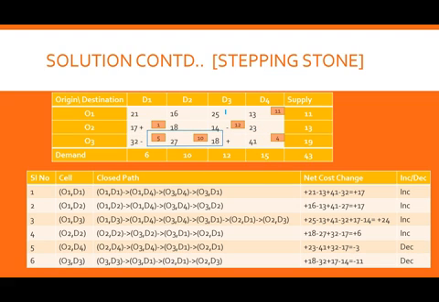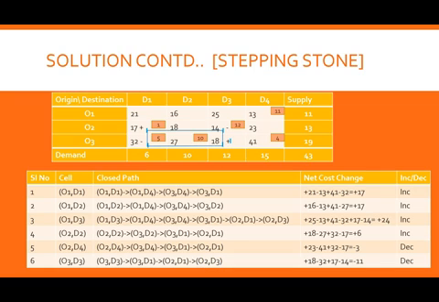O3D3 will be the point of reference. Construct a closed loop O3D3. From there I go to O3D1, O3D1 to O2D1, O2D1 to O2D3, and back to O3D3. So mention that in the closed loop: O3D3, O3D1, O2D1, O2D3.